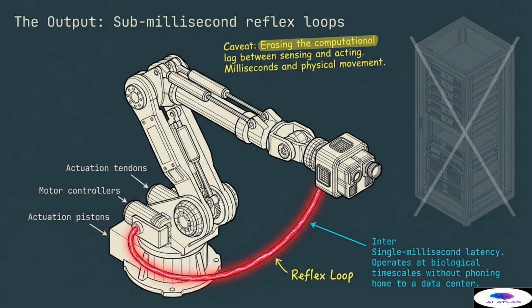The diagram shows a robotic arm with actuation tendons and motor controllers linked by a red reflex loop. This loop represents single millisecond latency. This level of speed is essential for tasks like catching a falling object or maintaining balance on uneven terrain. By bringing the intelligence directly into the limbs and sensors of the machine, we enable a level of fluidity and grace that was previously impossible. We are no longer building machines that think before they act. We are building machines that react as part of their physical nature.